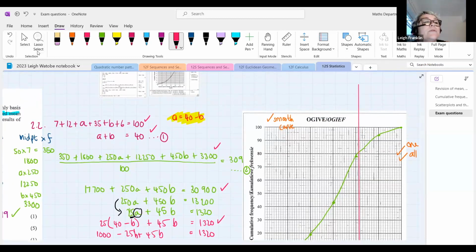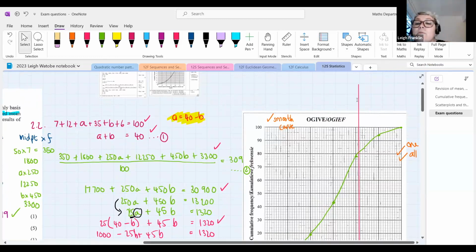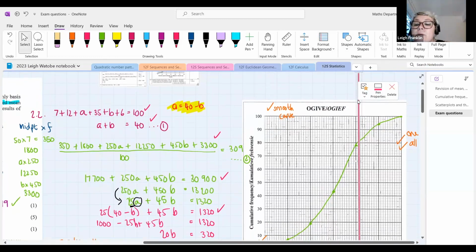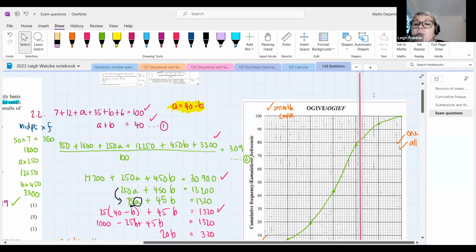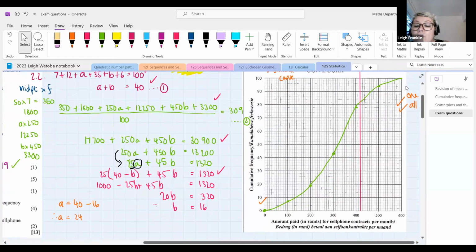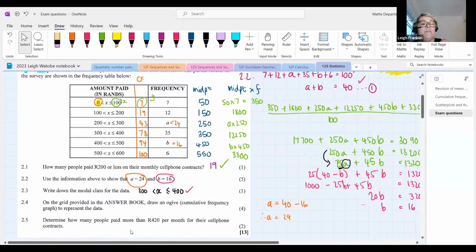Okay, hold on a second. Let's just drag it over just a tiny bit. Okay, there we go. 420. Bang on. Can we all see that? So the question says, how many people paid more than 420 Rand per month for their cell phone?